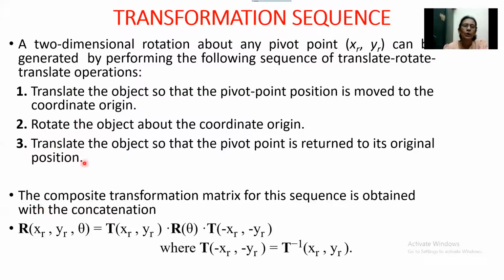Given this sequence of transformations, the composite transformation matrix can be obtained by the concatenation of these three transformations. We know that to create the composite transformation matrix, the first transformation that we write is the last transformation that is performed. So the translation to the original position is T xr, yr.